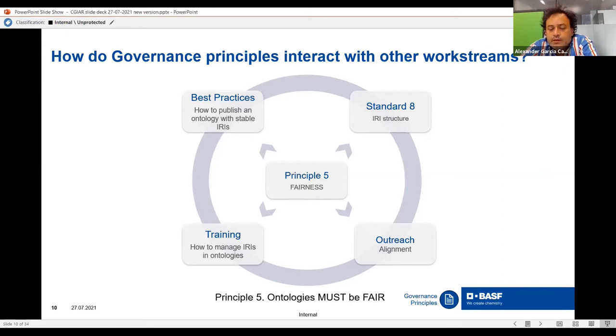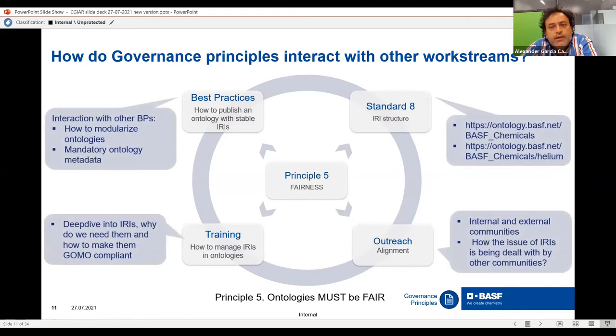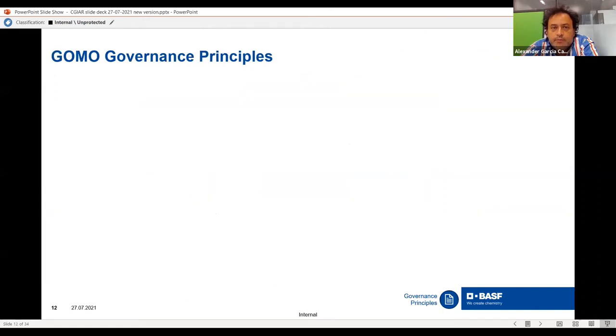But if we say that ontologies must be FAIR by way of having stable IRIs, by way of having best practices that indicate how to publish an ontology with stable IRIs, by having training sessions geared towards how to manage IRIs in ontologies, and also by making sure that you have a clear outreach strategy, and you implement that outreach strategy, so that you can understand how the issue of IRIs and permanent URLs, et cetera, is being dealt with by other communities. Then you're talking business, then you're really walking the walk. You're making that FAIR principle something much more concrete, something much more measurable. And measurable is key here.